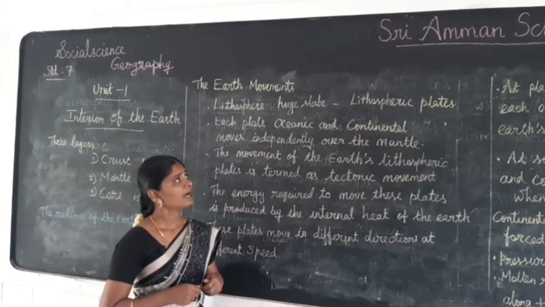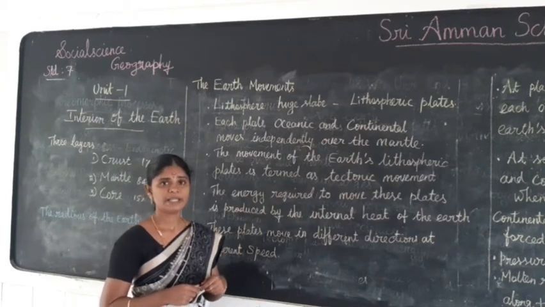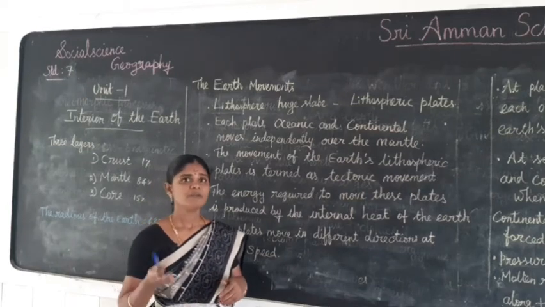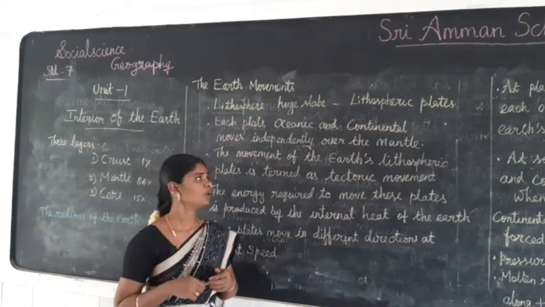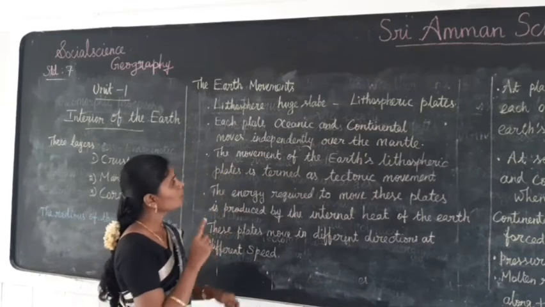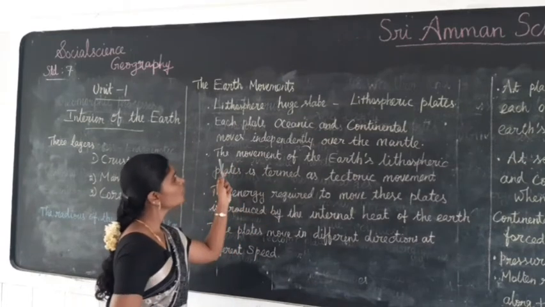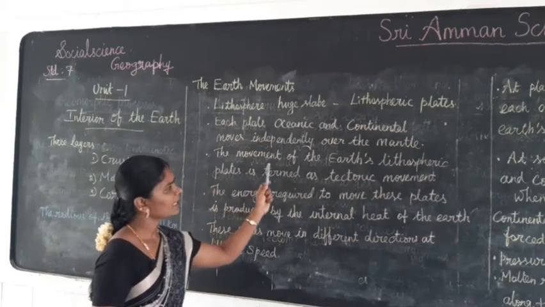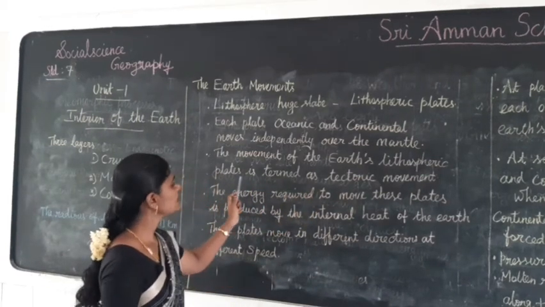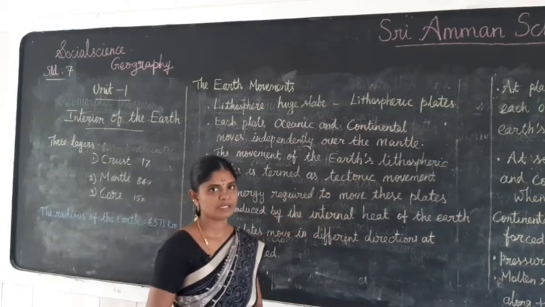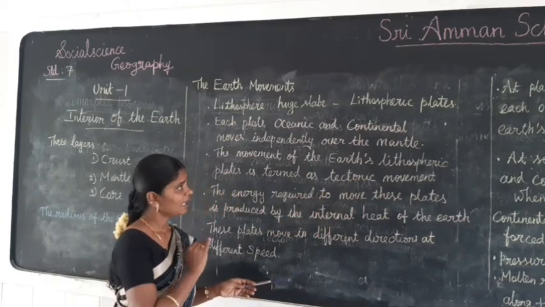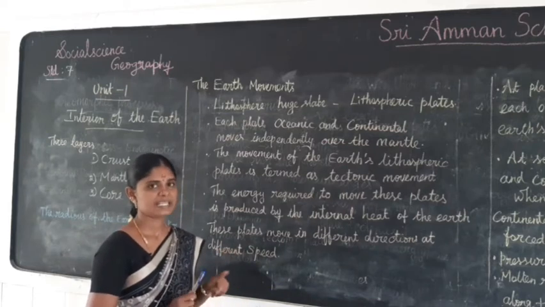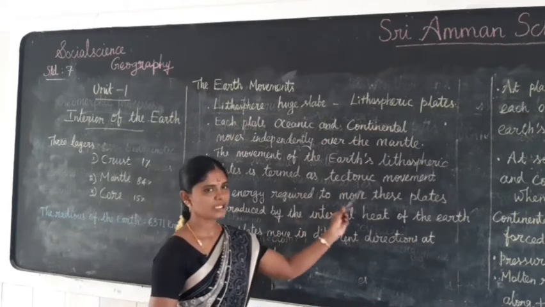Due to the higher density of oceanic plate, the continental plates float over the oceanic plates. Each plate, oceanic and continental, moves independently over the mantle. The movement of the Earth's lithospheric plates is termed as tectonic movement.